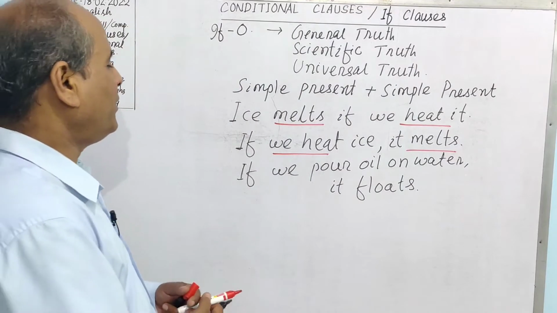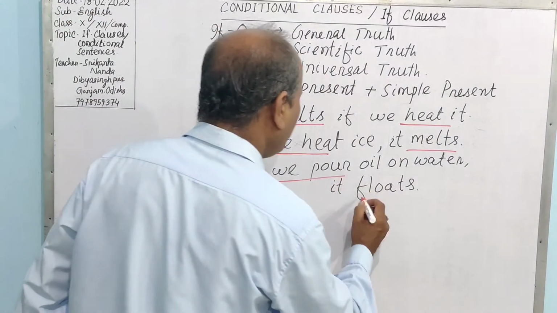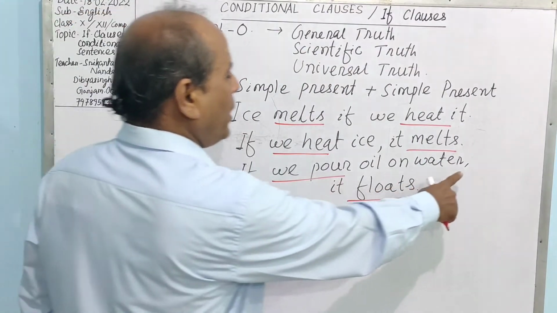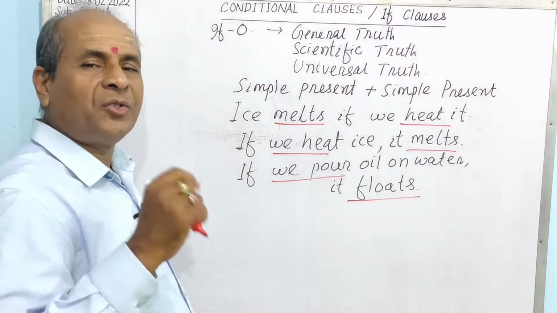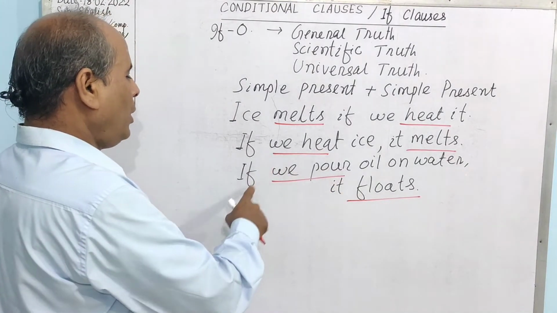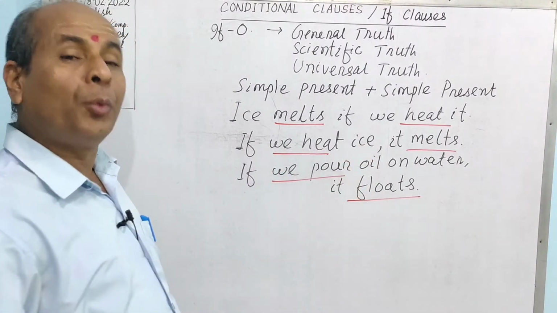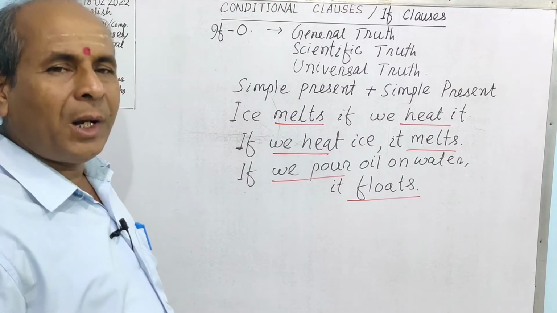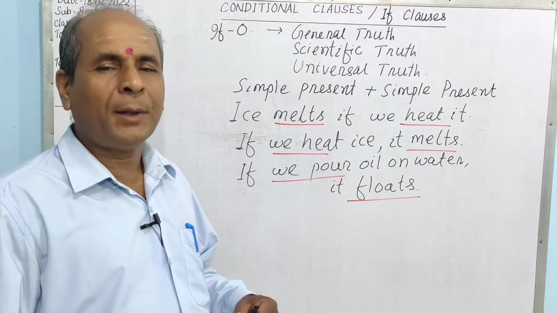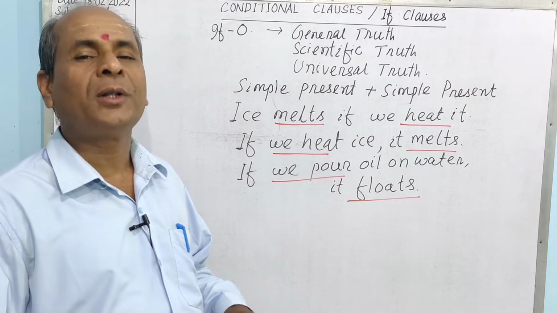Here both the parts are in simple present form. You mark the comma here because the sentence starts with if. We can say oil floats if we pour it on water. Similarly, so many sentences are there. You have to be very careful where there are scientific truths, general truths or universal truths.